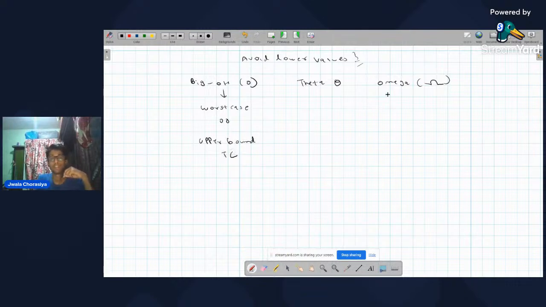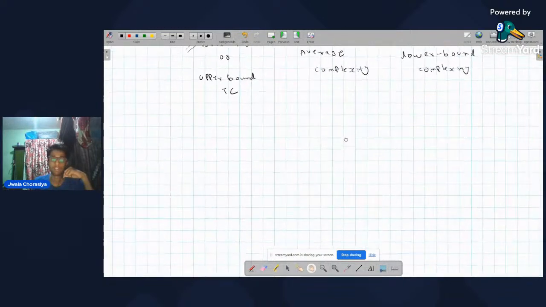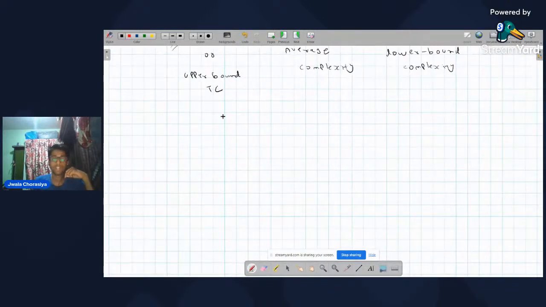time complexity. Omega is denoted as the lower bound complexity, that is the best complexity or the best case. And theta is denoted as the average complexity. So it's a simple understanding of how these work. Big O is noted for the worst case, omega for the best case, and theta is the notation for the average time complexity. Okay. Let's take a few questions and understand how it works.